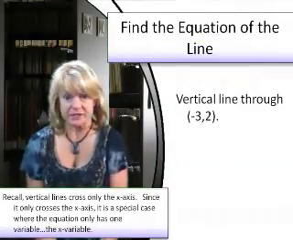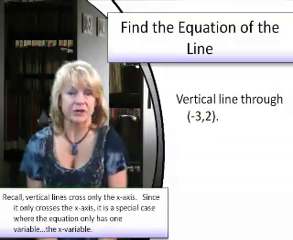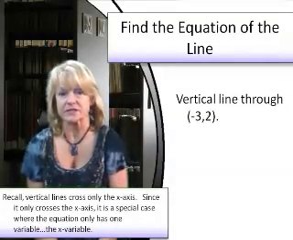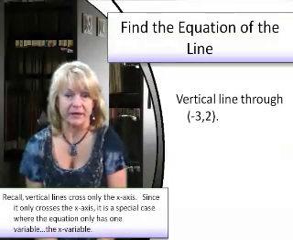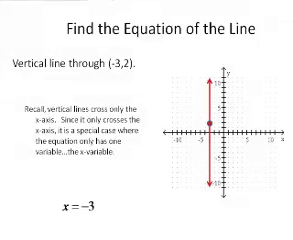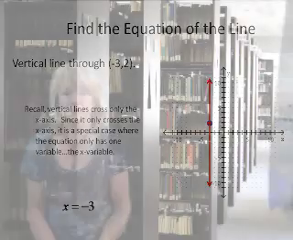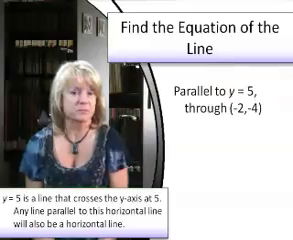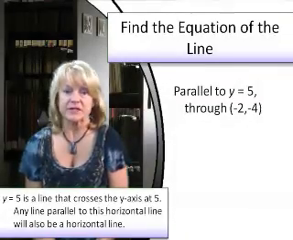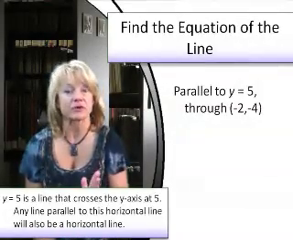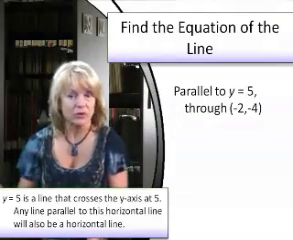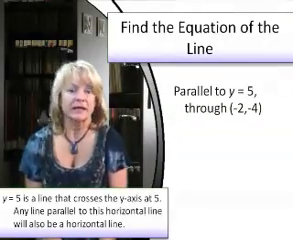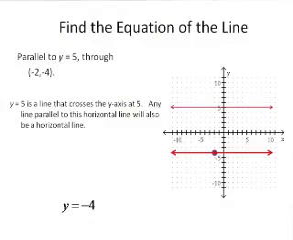This is a special case. If it's a vertical line, it will cross only the x-axis, and therefore the equation will be x equals the x-coordinate of this ordered pair. If necessary, draw the sketch of the situation to verify your result. This case is parallel to y equals 5. This line would cross the y-axis and never the x-axis. Therefore, the equation of the line will be y equals the y-coordinate of this ordered pair. Again, you can sketch to verify your answer.